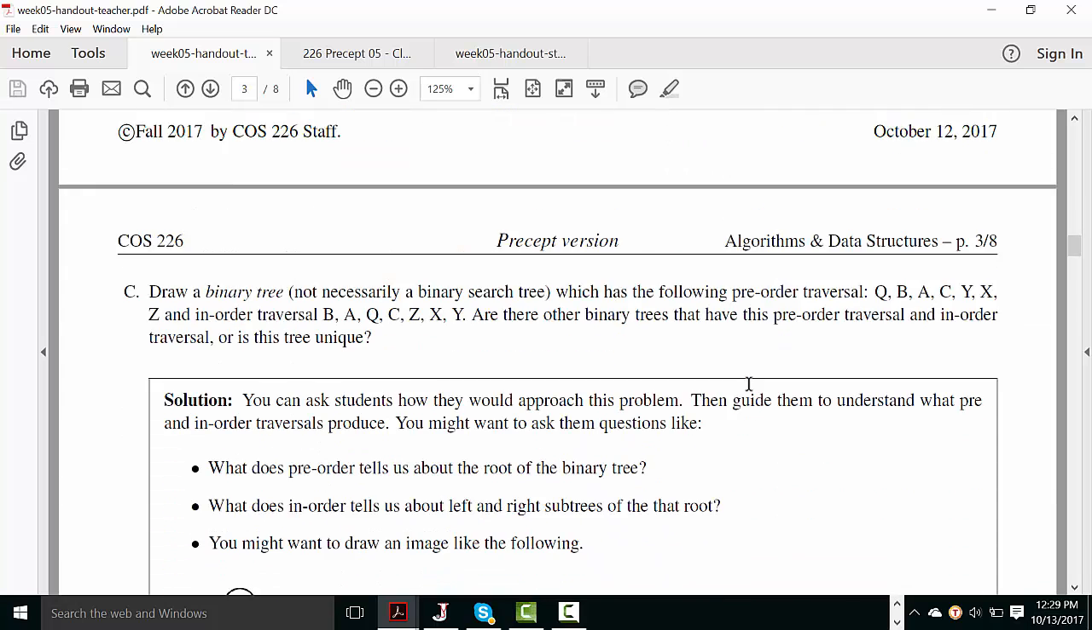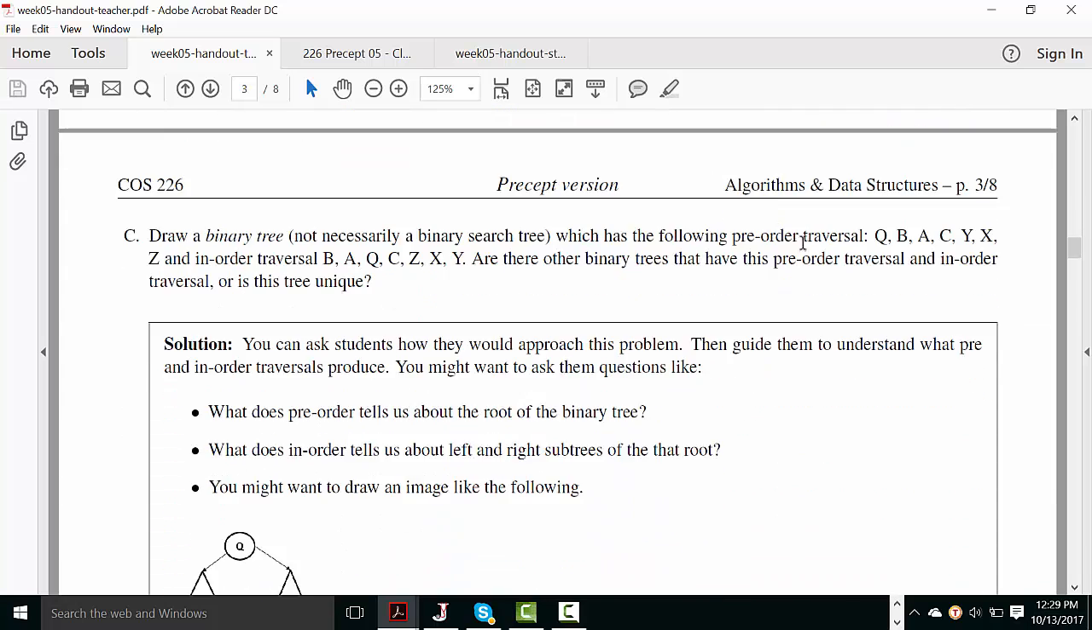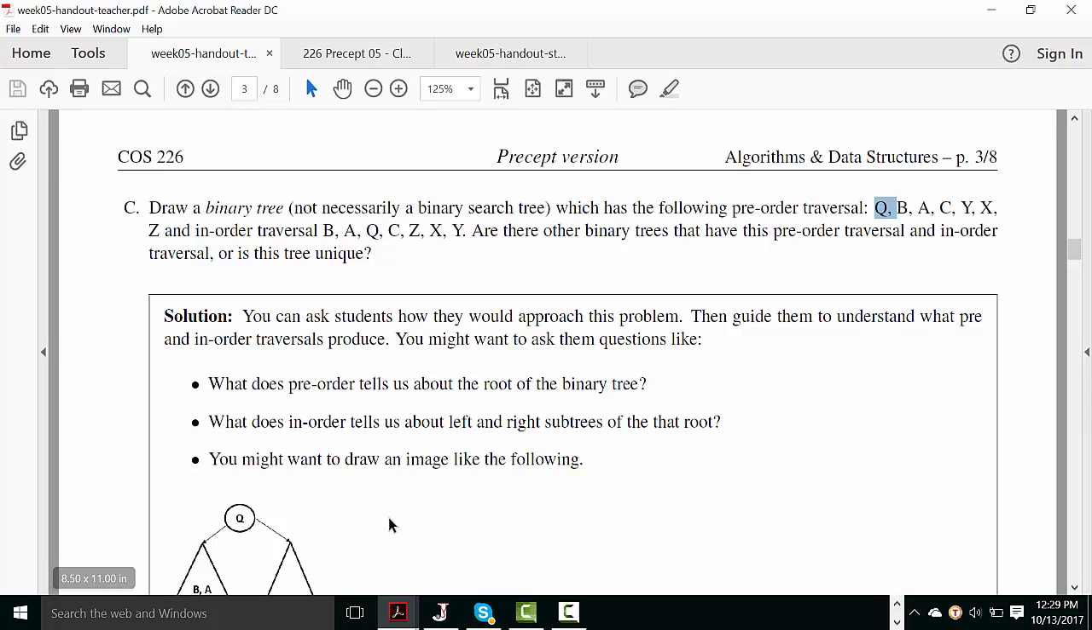Now, the next question asks, draw a binary tree that satisfies two things, not just the pre-order, but also the in-order. So that binary tree must satisfy both of these things. So you can ask questions like this. What does pre-order tell us about the root of the binary tree? It tells us that the root is actually Q. The first element in the pre-order is the root of the tree.